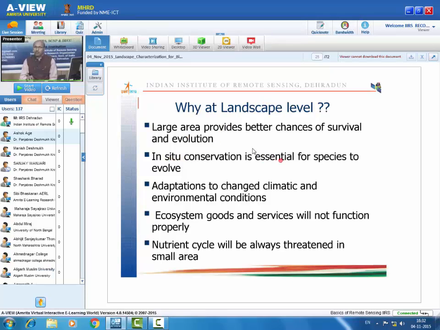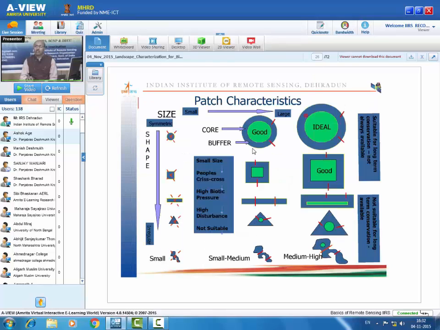In situ conservation is essential for a particular species to evolve. If you do cryopreservation, then species cannot evolve because you have put them in liquid nitrogen. That's not a good way. And adaptation is possible only in the natural climatic conditions. And then of course all the goods and services which are required for human society, or for any species for that matter, should function properly. Otherwise, if you don't protect it, there will be a problem. Nutrient cycling is also a very important aspect of it.